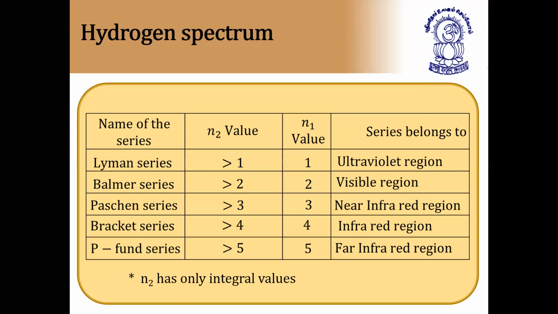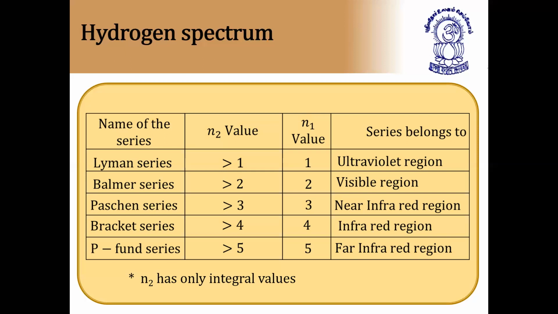And the Balmer series: the electron is jumping from any of the higher energy orbits, that is infinity, 7, 5, 4, 3, down to 2. The lowest state is 2 only, it is not going to 1. That is the visible region, which is called the Balmer series. Balmer series is found in the visible region.